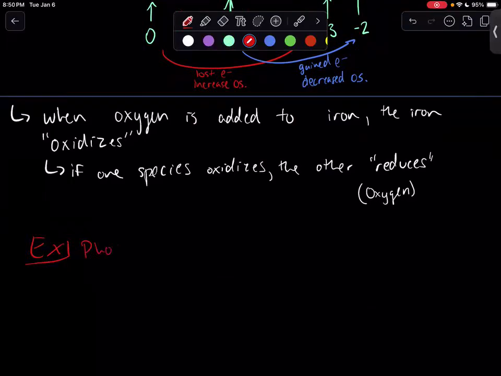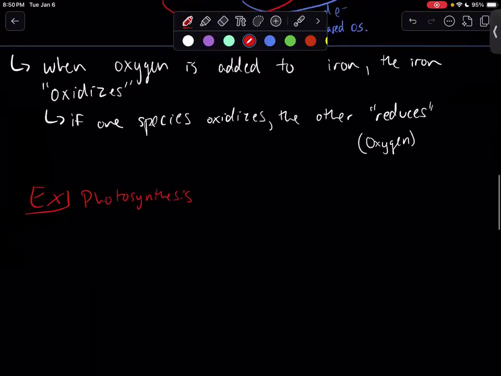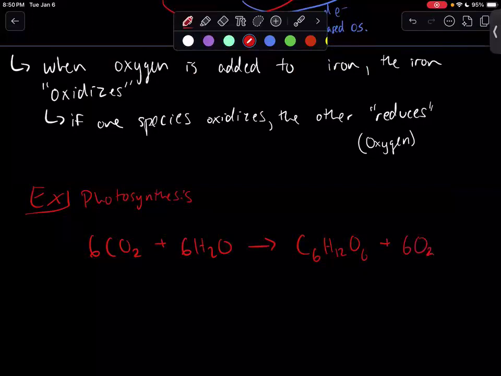This one would be photosynthesis. Now in photosynthesis, we have 6 carbon dioxides plus 6 waters. I'm going to ignore state symbols for the time being. Turn into glucose, C6H12O6, plus 6 oxygens. Now, we're going to look at individual oxidation states here. Carbon has an oxidation state of +4. Oxygen has an oxidation state of -2. Hydrogen has an oxidation state of +1. Oxygen has an oxidation state of -2.